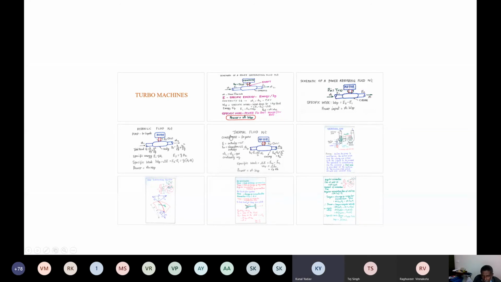Sir, can you explain what is U1 and U2 again? U1 is the blade tip velocity. When a rotor rotates, at each point you will have the blade velocity given by radius into angular velocity, and omega is nothing but pi dn by 60. Okay, sir. Yes, understood.